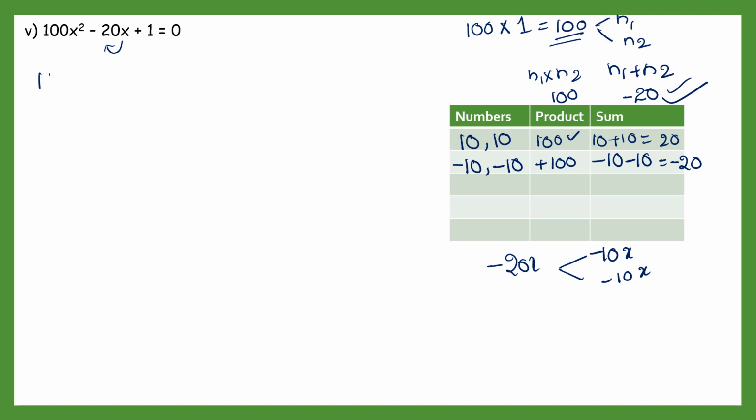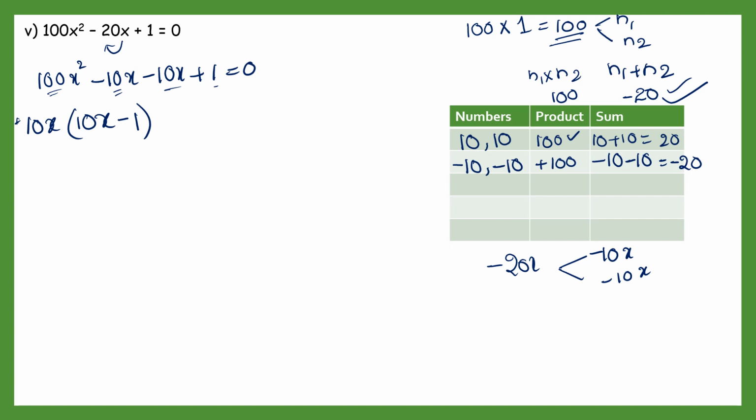So 100x square minus 10x minus 10x plus 1 is equal to 0. In the first two terms, 100 is there. 100 means what? 10 into 10. In the second term also 10 is there. So you can take 10 outside. X square, x. X will come outside. 10 into 10 is 100. Here 100 is there. X into x is x square. Here you have minus. Plus into minus is minus. 10x already came outside. So 1 is left. 10x into 1 is 10x.